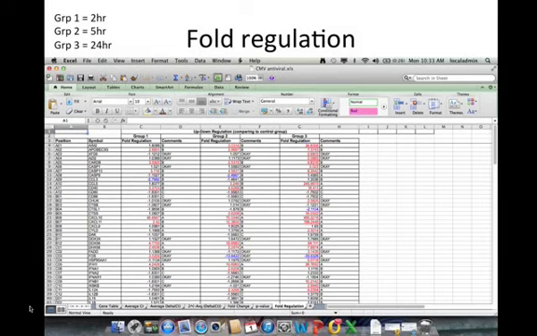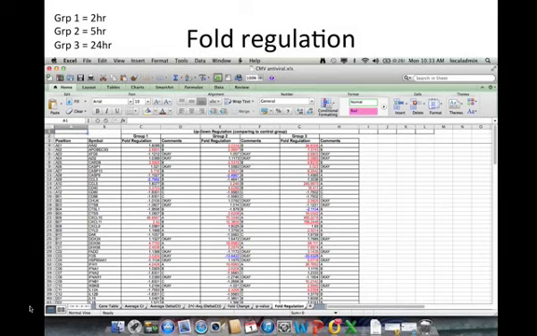So you'll get this fold regulation, and this is group 1, group 2, group 3. Those are the different time points, 2, 5, and 24 hours. You might say to me, well, where's time 0? Well, it's normalized against it. This is all relative to time 0.